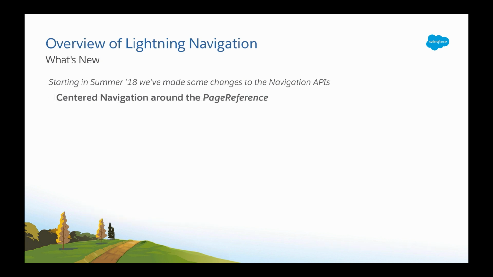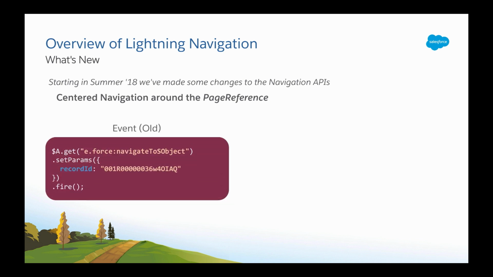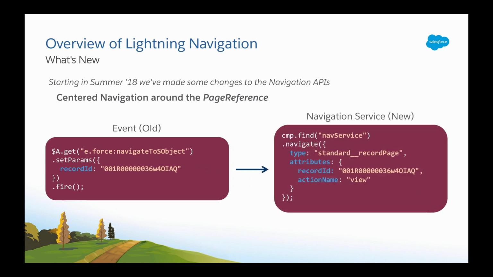So the way that looks is that previously you would have had an event. Like if you wanted to go to a record page, you would have created a navigate to SObject event, set some parameters on it, and then fired it. Now what you'll do is you'll use the navigation service, and then you'll just call navigate on it using a page reference.